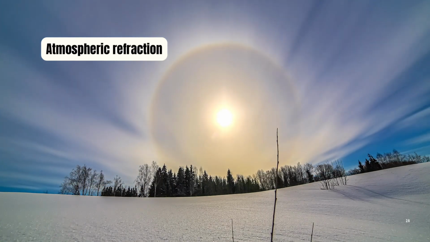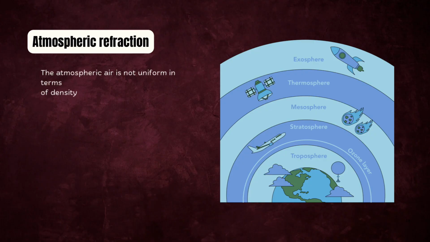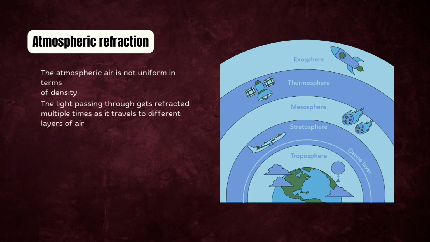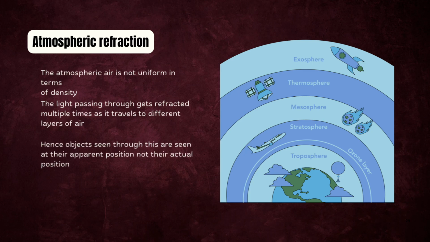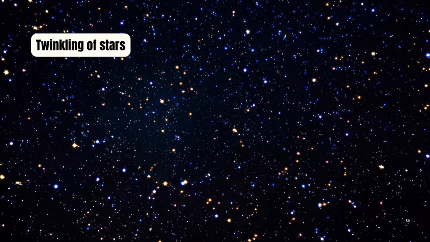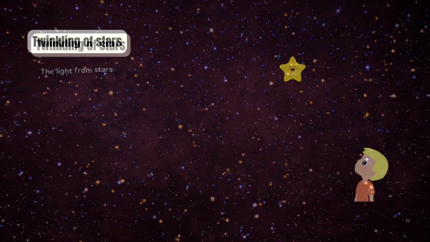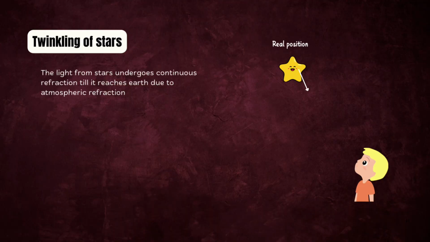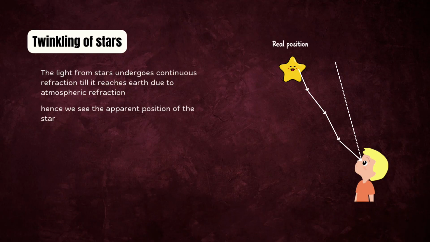Atmospheric refraction. The atmospheric air is not uniform in terms of density. The light passing through gets refracted multiple times as it travels through different types of air. Hence, objects seen through this air are mostly seen at their apparent position and not their actual position. Atmospheric refraction explains twinkling of stars. The light from the stars undergoes continuous refraction until it reaches the earth due to atmospheric refraction. Hence, we see the apparent position of the star.